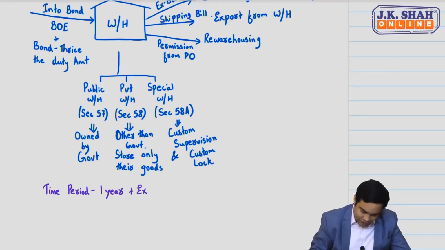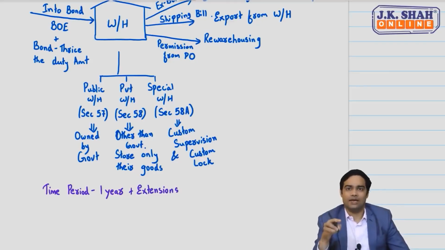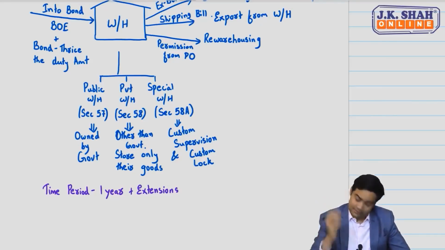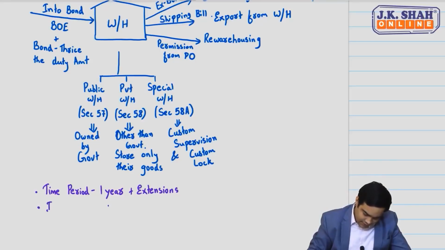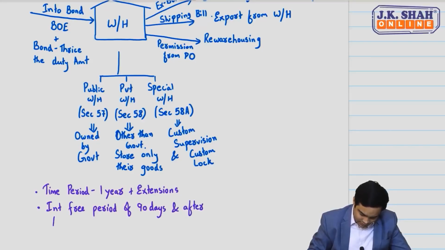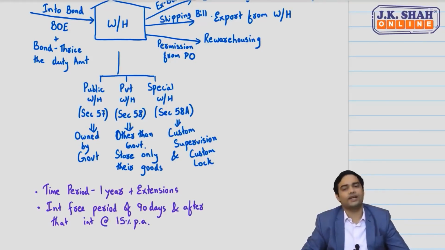Plus, extensions can be given. Extensions can be 1 year at a time, depending on what the commissioner agrees upon. So 1 year plus extensions can be given. Sir, is there interest applicable? The answer is yes. There is an interest-free period of 90 days, and after that, interest at 15% per annum. So first 90 days, no interest will apply.